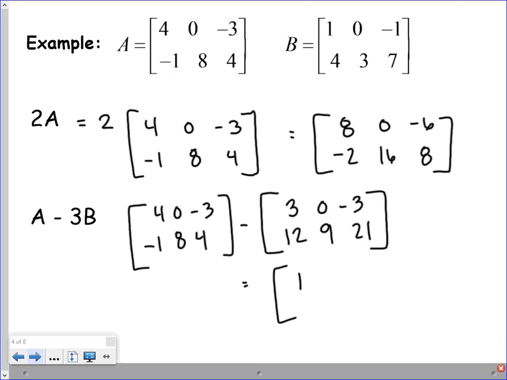So we'll get 1, 0. This is negative 3 minus negative 3, so you should get a 0 there. Double check to make sure you don't have negative 6. Negative 1 minus 12 is negative 13, 8 minus 9 is negative 1, and 4 minus 21 is negative 17.